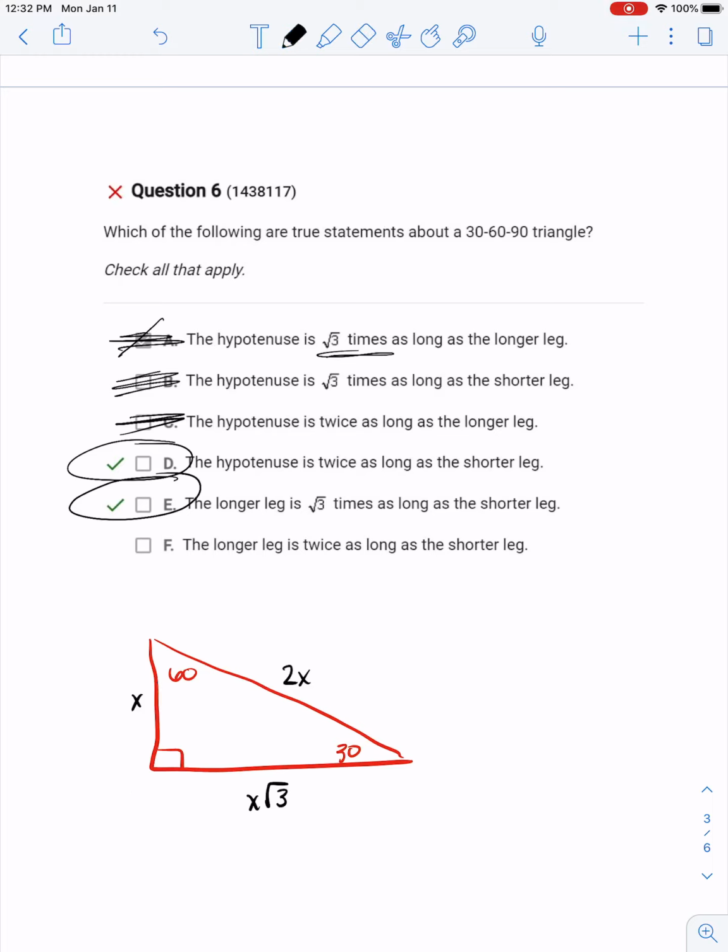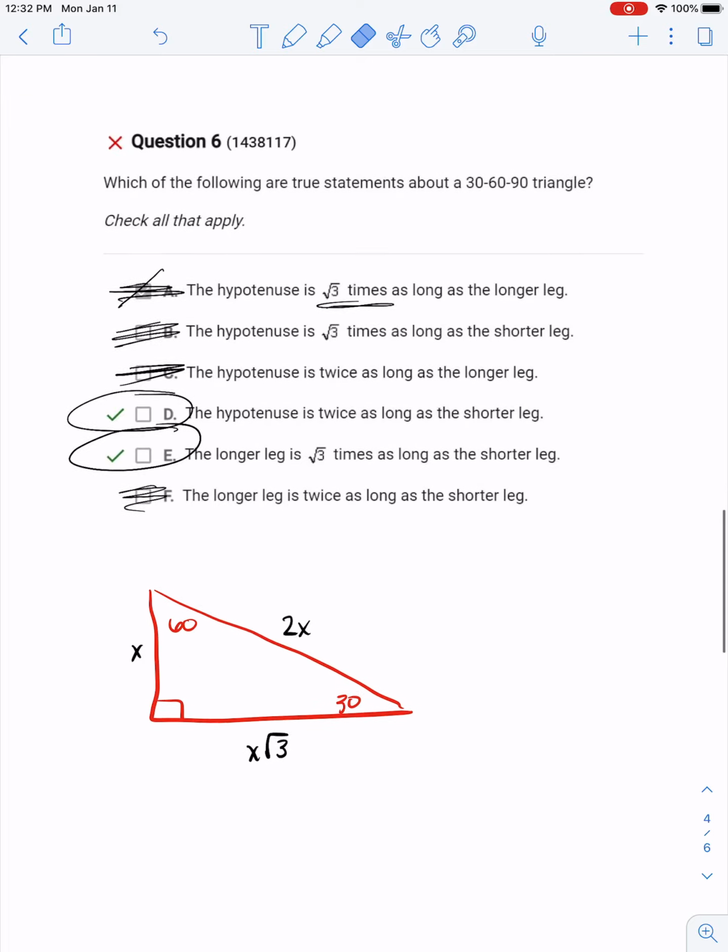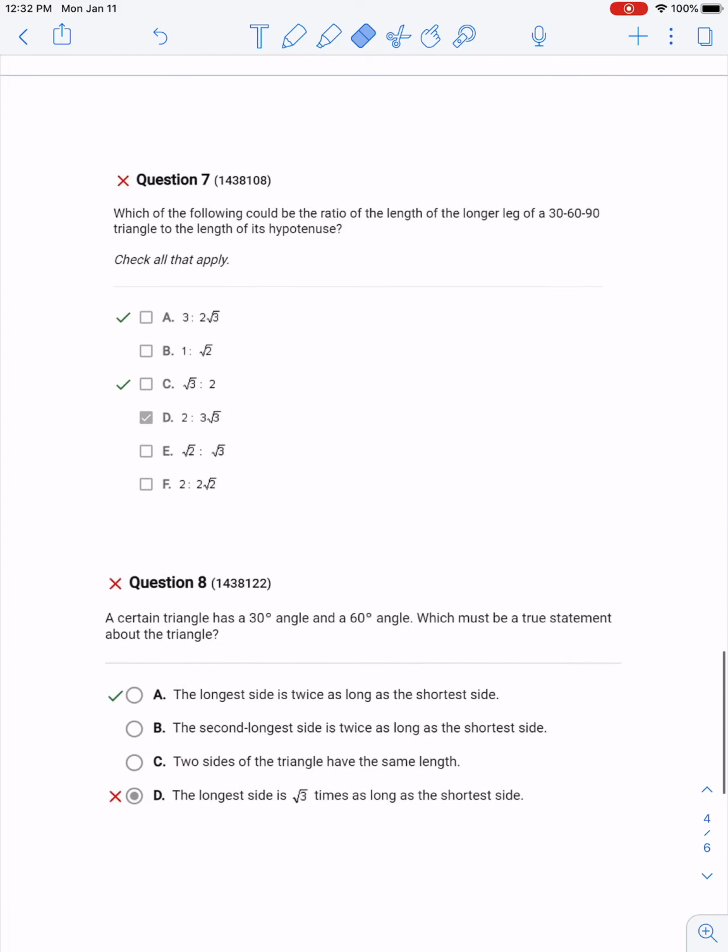And then the last one, the longer leg is twice as long as the shorter leg. No. The longer leg we just said is square root of 3 times as long as the shorter leg. So these are kind of the same thing, but only one of them can be true. So no, that's not correct. The hypotenuse is twice as long as the shorter leg. Okay? So those are just about the ratios.